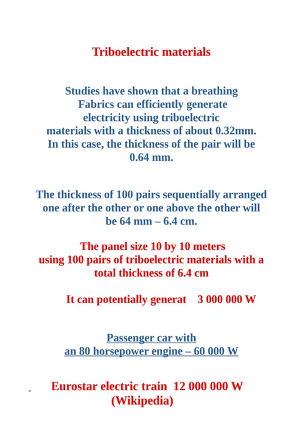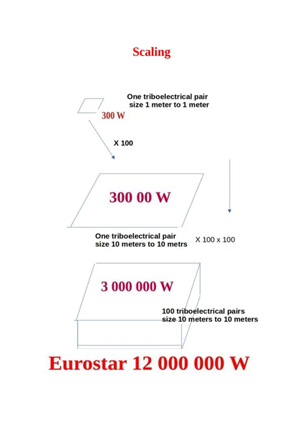The power of a car with an 80 horsepower engine, 60,000 watts. Power of the Eurostar electric train is 12 million watts. Scaling. Increased size and increased thickness. All steps are shown. The power theoretically can increase from 300 watts to 3 million watts.